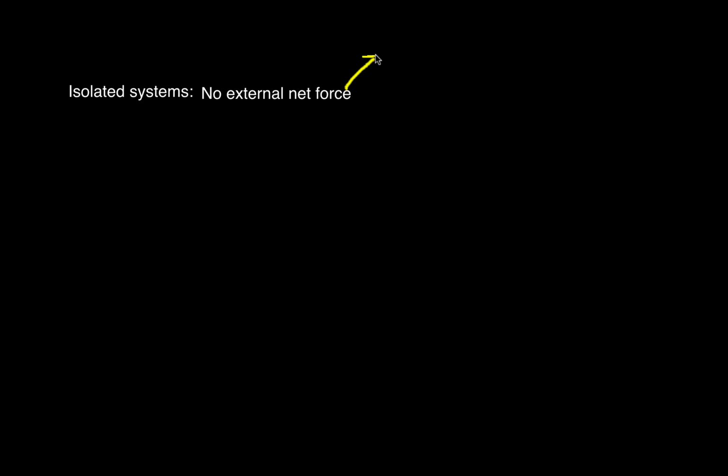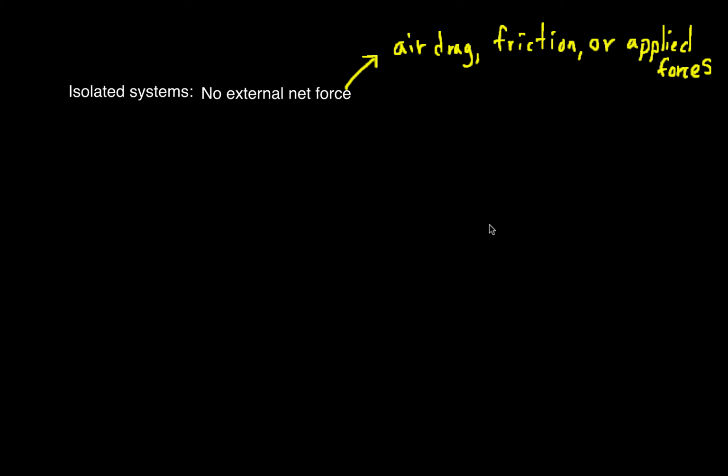This means there's no air drag, friction, or applied forces in the system. An isolated system is one where there's no energy loss due to air drag, friction, or applied forces. Because of this, the law of conservation of energy applies. This means that the total energy before a collision is equal to the total energy after a collision.